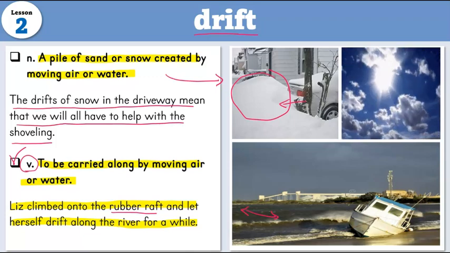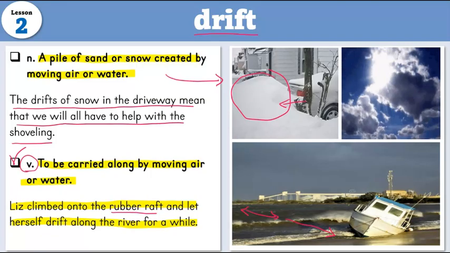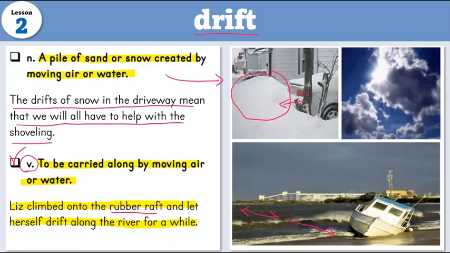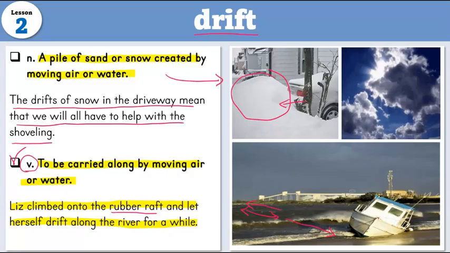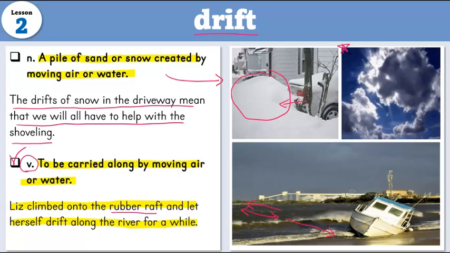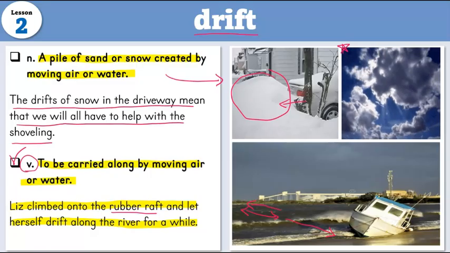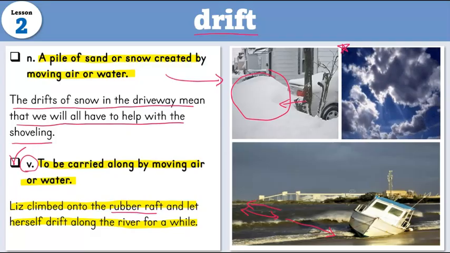So this boat here, it drifted onto the sand. It means the water eventually pushed it onto the sand. Or it might have drifted out into the ocean if it was not tied down. We can also use this word drift to describe moving clouds. I can say the clouds drifted across the sky because the air is pushing these clouds.